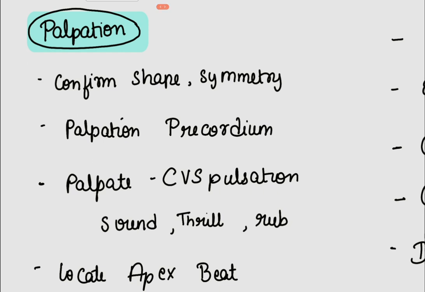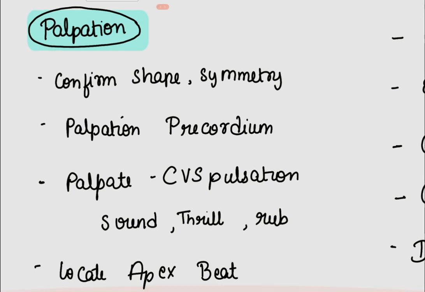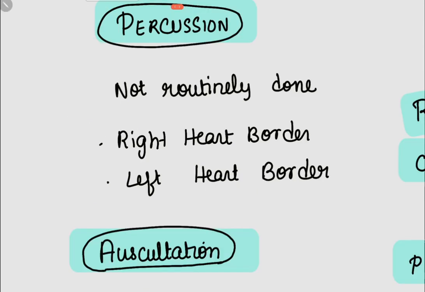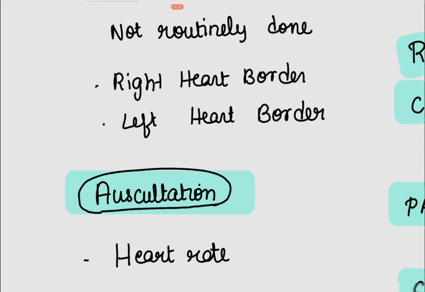Palpation: the main thing is you do for apex beat, apart from which you confirm shape and symmetry. You palpate CVS pulsation, any thrills. Percussion is the only important examination which you do in CVS. Sorry, not percussion, auscultation. Percussion is not routinely done.